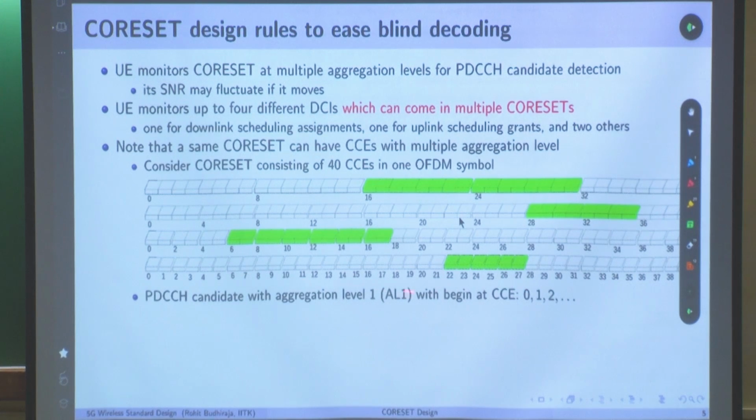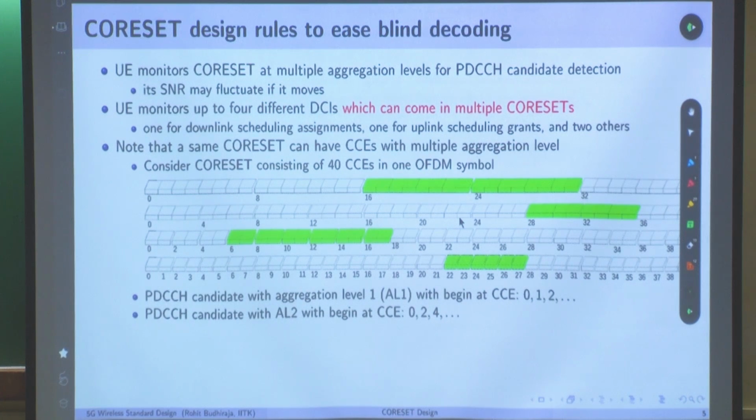This is one OFDM symbol, the same OFDM symbol. The way we are defining it here is this PDCCH candidate with aggregation level 1. Where can it begin? It can begin at any place, 0, 1, 2, 3, 4, because it's aggregation level 1. And what am I showing over here? This is 1 CCE, and we'll begin at control channel element 0.